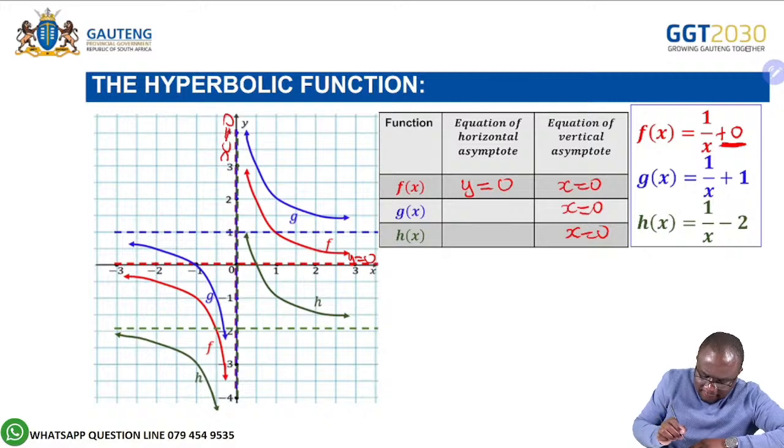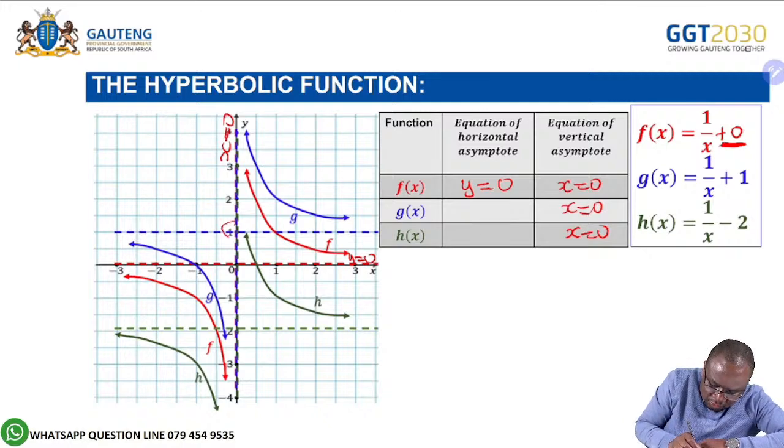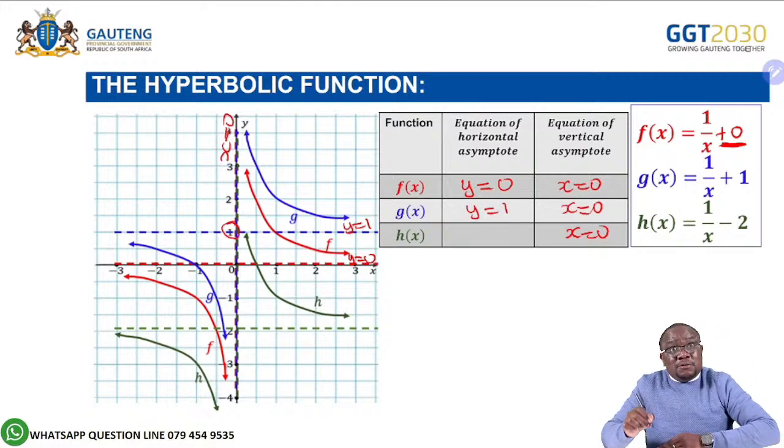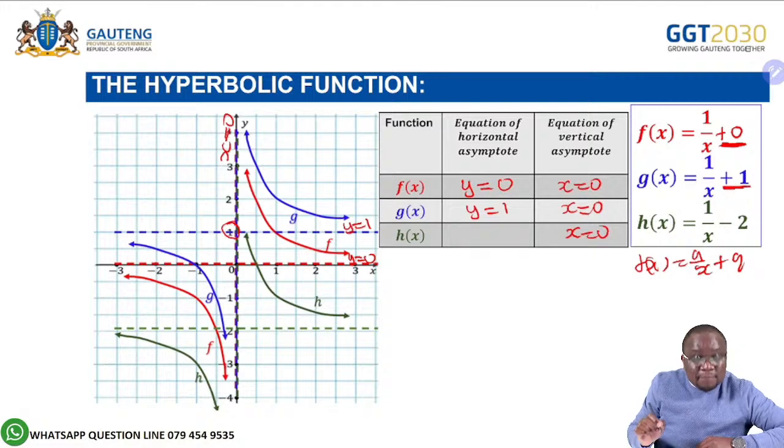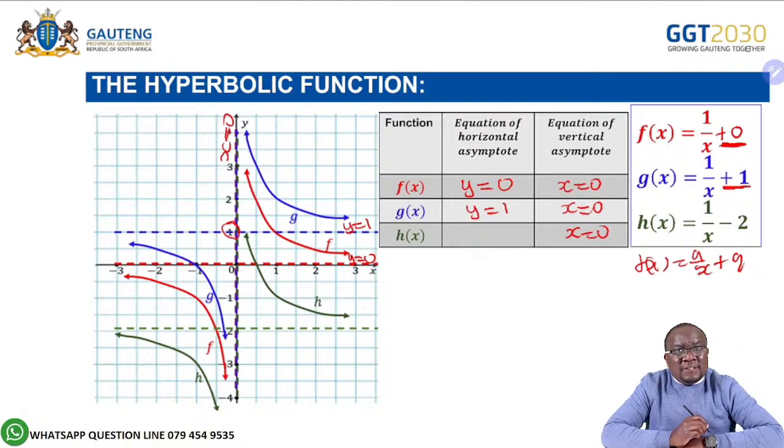Okay, let's go to g of x. You see, this is 1. So it's y is equal to 1. Can you link it to the q value here? Remember the q value, we're looking at f of x is equal to a over x plus q. So yes, we can. There's a plus 1 there. Do you see that? That's the equation of the horizontal asymptote.